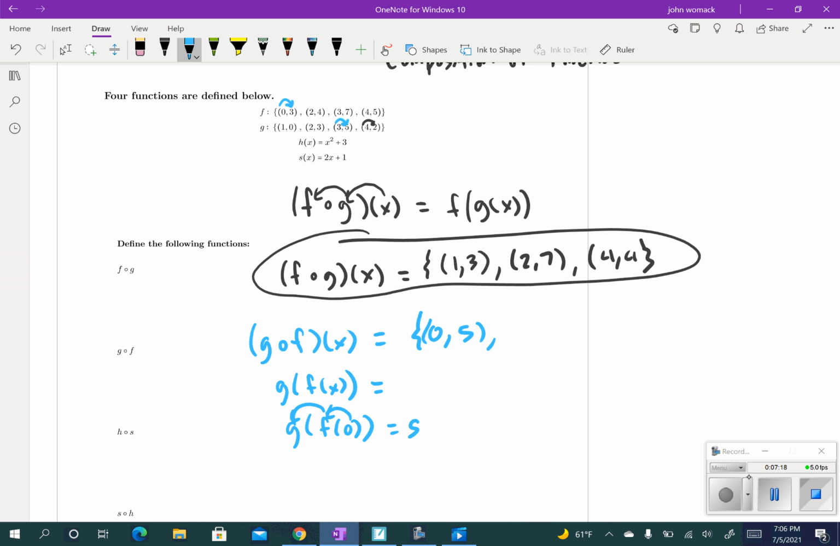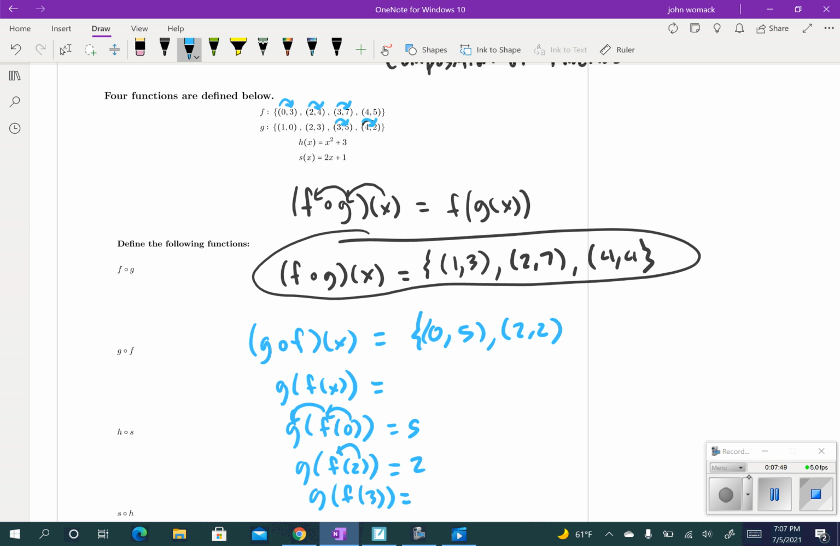Okay, my next thing, I can plug 2 in. So let's plug 2 into f. So it's going to be g of f of 2. When I plug 2 in, I get 4 back out. Plug 4 into g, and I get 2 back out. So I plug 2 in, and I got 2 back out. Okay, next one is 3. Plug 3 in. So g of f of 3. When I plug 3 in, I get 7.